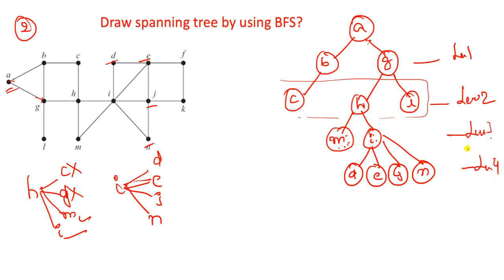At level 4, what is the first element? D. D has an edge with E and I. E and I are already visited, so no need to write them again. And come to E. E has D, F, J. D is completed, right? F is not completed. And what about J? J is completed, so no need to write it again.